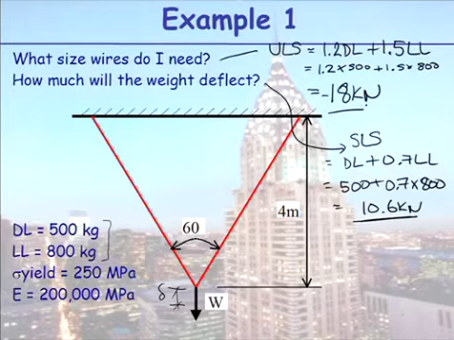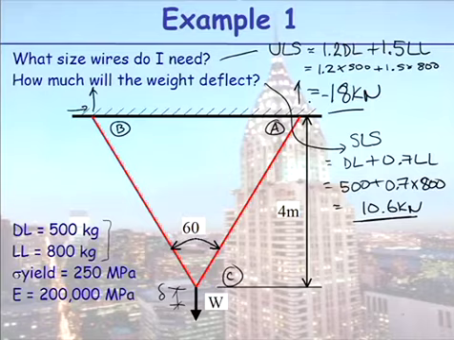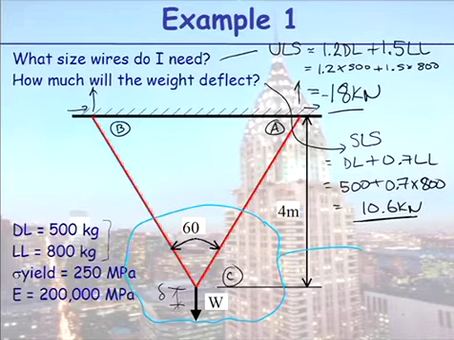So we proceed. We want to calculate what size the wires need to be. So of course we need to calculate what the forces in the wires are. There are various ways you can approach this. You can try and solve for the reactions. I'm going to, just as a revision of method of joints, say let's do a method of joints about joint C and consider that as our free body diagram.